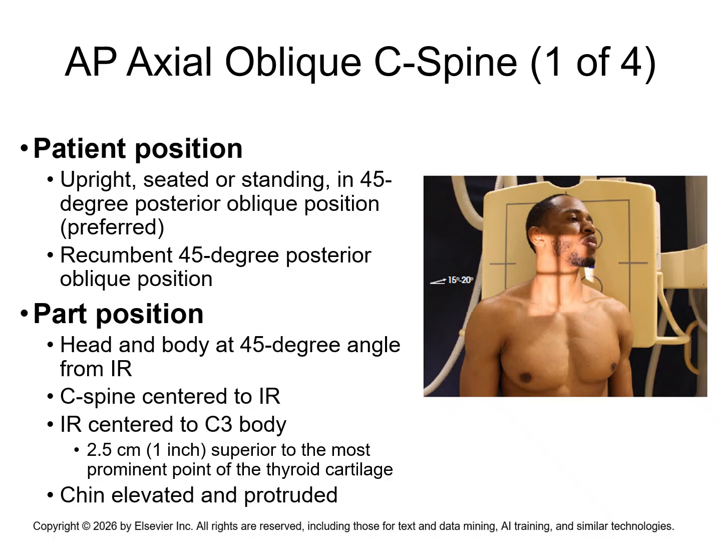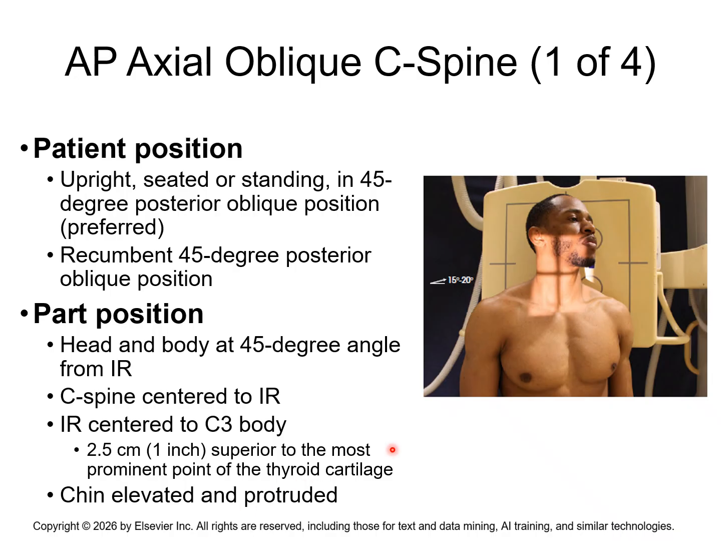Okay, so let's talk about the obliques. Again, if you have obliques ordered, that means you're going to do obliques of both sides, because these are where we're going to see the intervertebral foramina. So again, we can do these upright, we can do these supine. It's much easier to do them upright or seated than doing them on the table, but it can be done. Okay, and so you are going to rotate the body 45 degrees, and I'm going to give you some tricks on how to figure out what is 45 exactly. And you're going to be centered to the C3 body, and it says superior to the most prominent point of the thyroid cartilage.